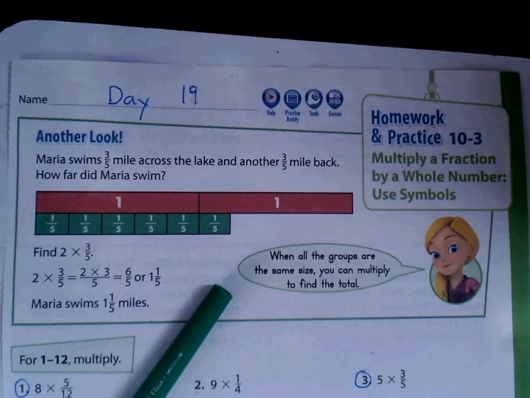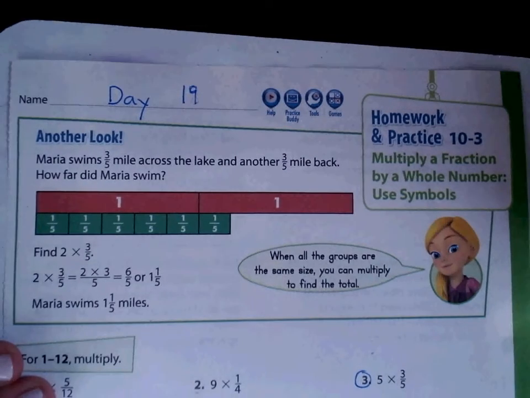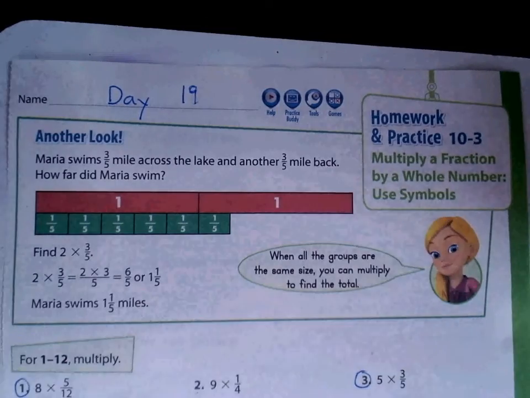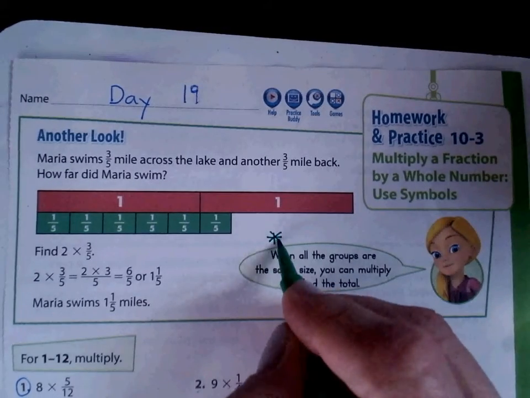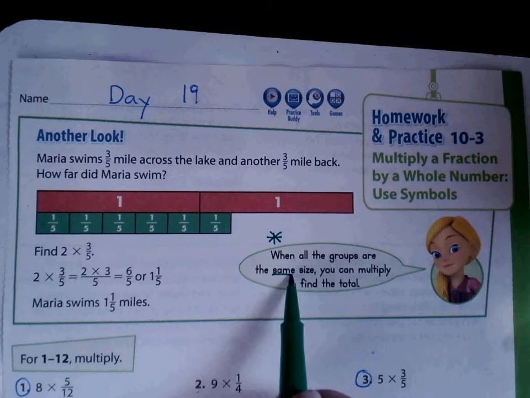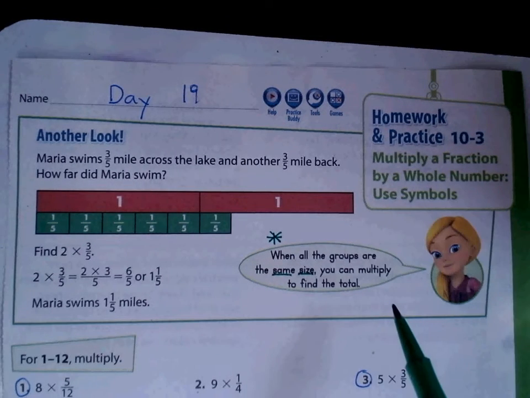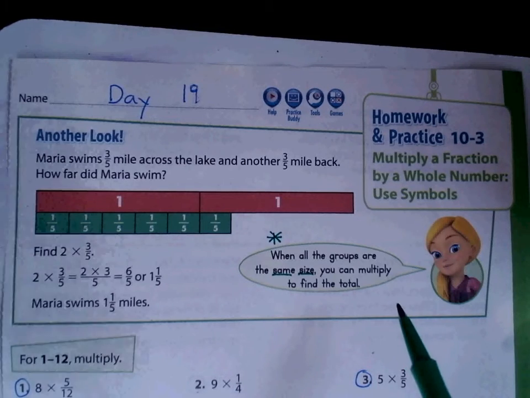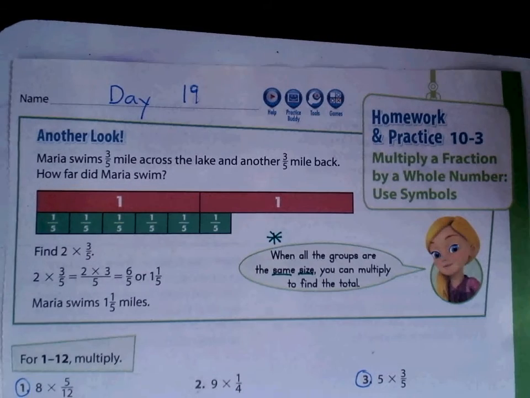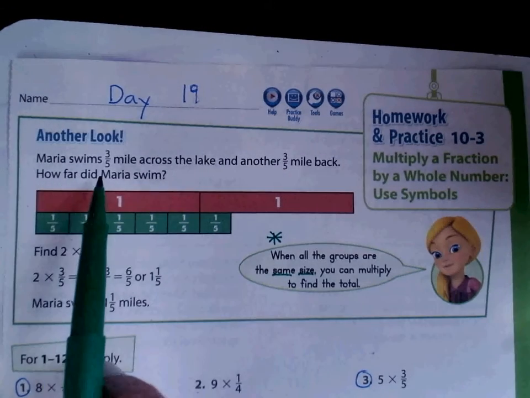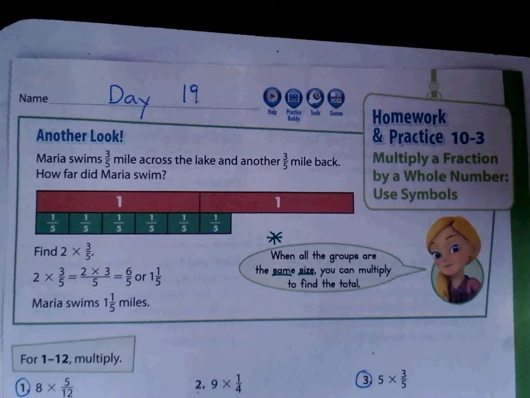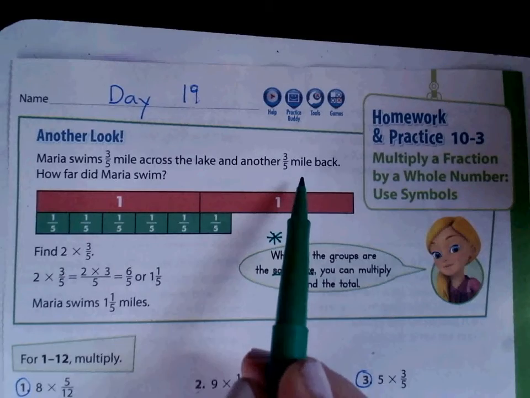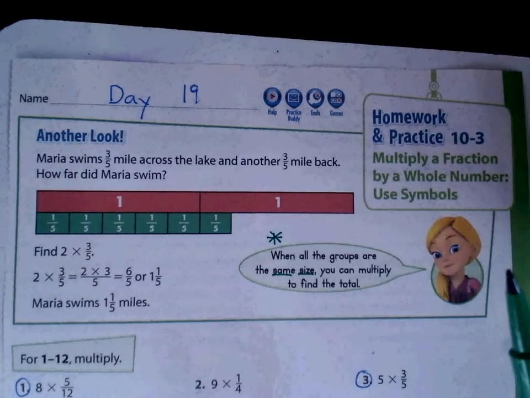So today we're in the homework section, so let's take a look at the another look. And I really loved what this speech bubble is saying. So when all the groups are the same size, you can multiply to find the total. So multiplication is a more efficient way of doing repeated addition. So let's take a look at this example. Maria swims 3/5 mile across the lake and another 3/5 mile back. How far did Maria swim?